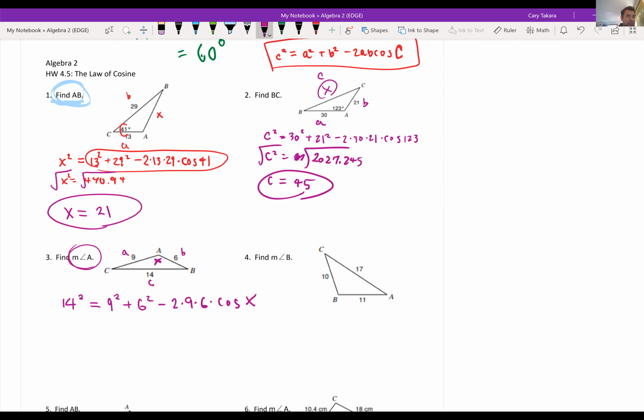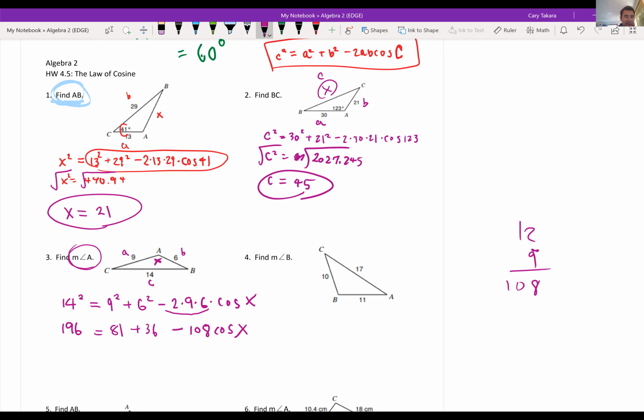Now let's do 14 squared. The buttons are really small on the cell phone, but so 14 squared is 196. 9 squared is 81. 6 squared is, what is it? 36. And then I'm going to multiply -2 times 9 times 6. 108. Yeah. So -108 cosine of x. You guys with me?